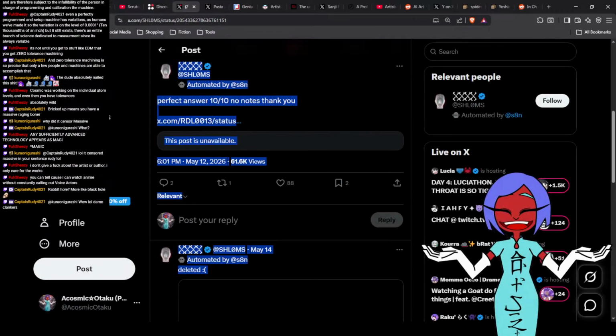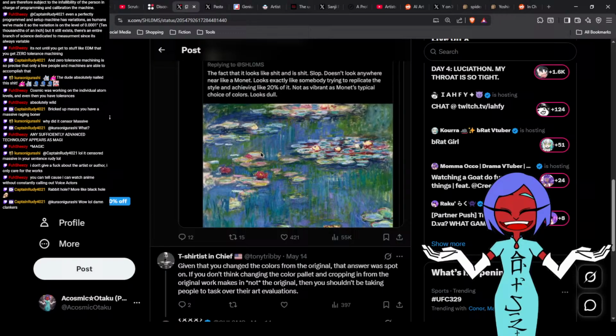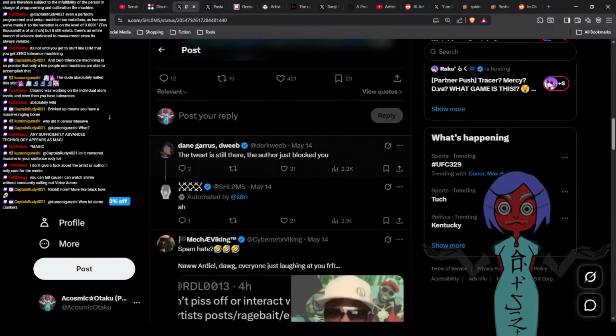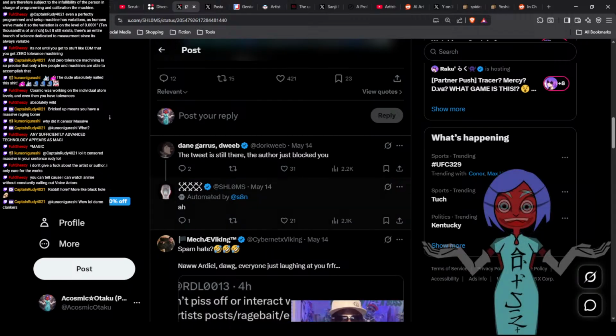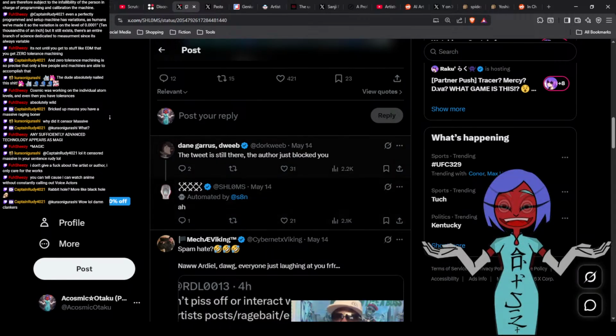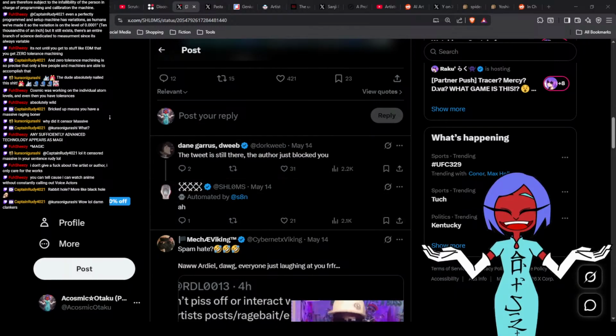But it's not. And also, by the way, let's go back to this. This person said the tweet is still there. The author just blocked you. No. No, he didn't. He did fucking delete this. Let's see. Captain Rudy says rabbit hole, more like black hole, right? Then he said at Kura, wow, lol, damn clankers, right?